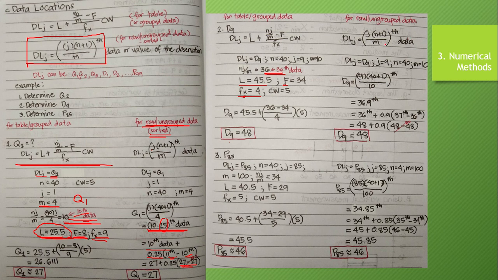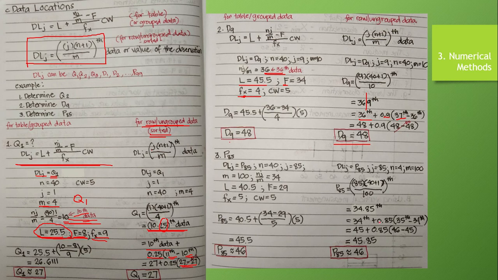For raw data or ungrouped data, same, you only need to get j, n, and m. So 9 times the quantity 40 plus 1 divided by 10 is 36.9. Then again, separate these two, 36 and the 0.9. So you have the 36th data plus 0.9 times the 37th minus the 36th data. Remember that if it's a decimal, you will get the next, so if this is 36, that's 37. Our 37th data is 48, our 36th data is 48. Since it's 0, 0.9 multiplied by 0 is 0, so our D sub 9 is 48. So they have the same values.